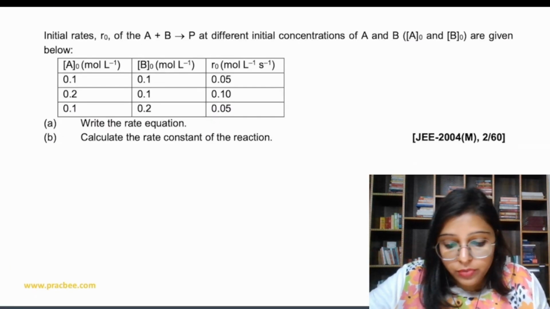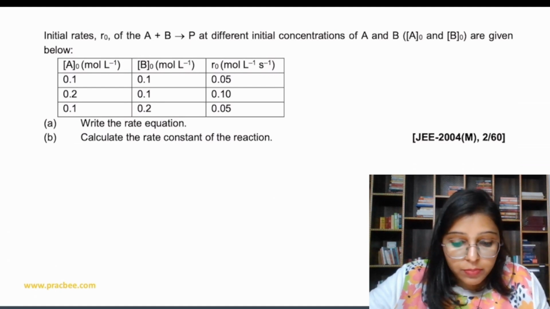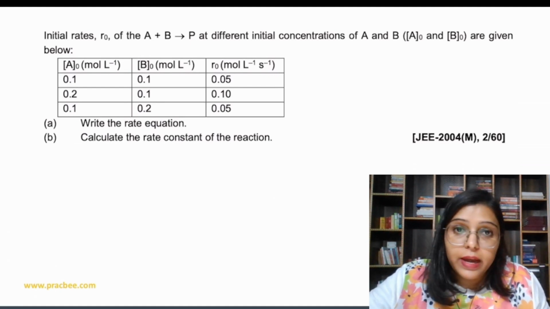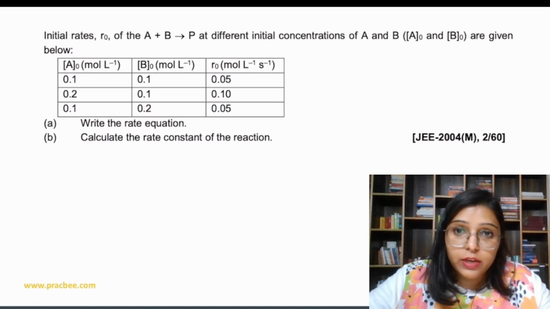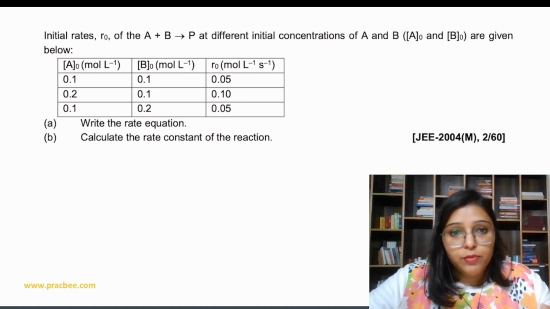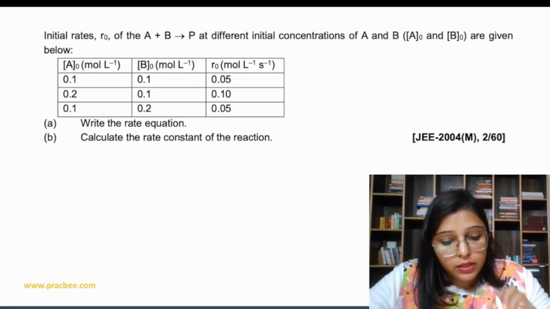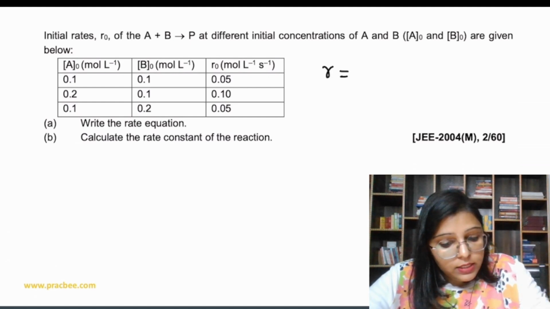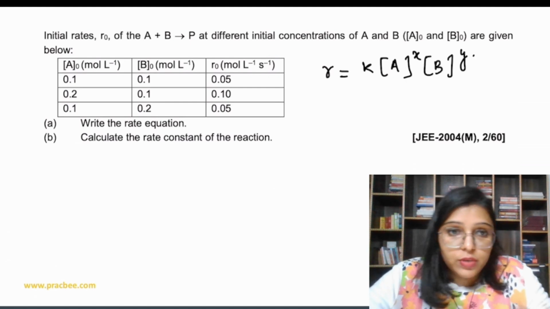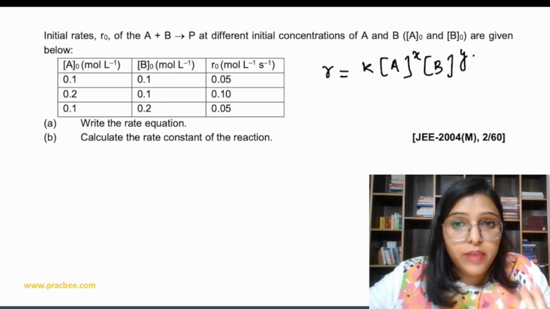Initial rates of A plus B gives P, okay, at different initial concentrations of A and B are given below and we have to write down the rate equation. So how to write down the rate equation over here? We have to use the initial rate method in order to find out the order, because rate is equal to k a का power x and b का power y. ठीक है, so the first task is to find out the value of x and y.